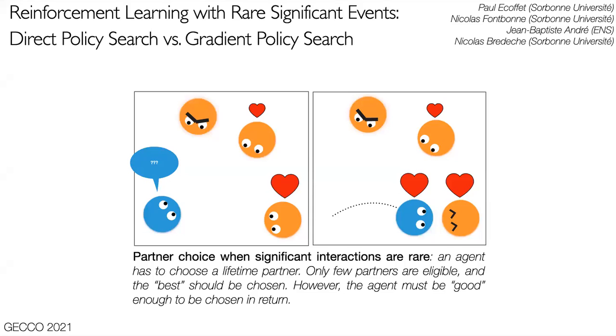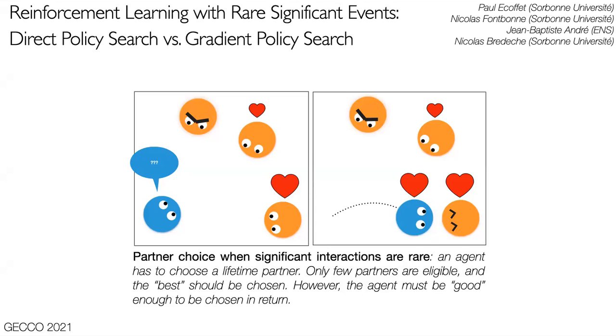Welcome to our paper on reinforcement learning with rare significant events, where we compare two state-of-the-art policy search methods, namely CMAES, a direct policy search method, and PPO, a gradient policy search method. Our goal is to understand the behavior of each method when significant events are rare.